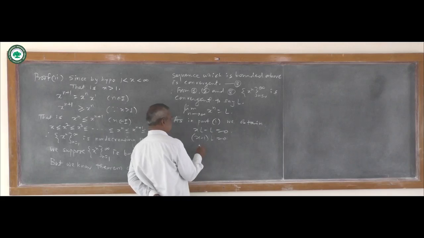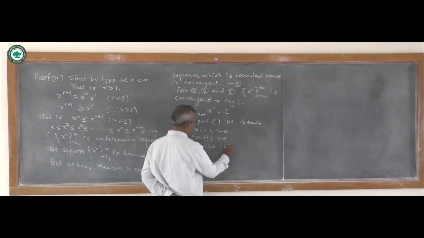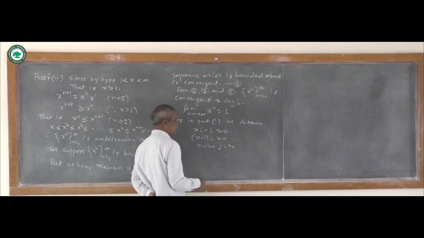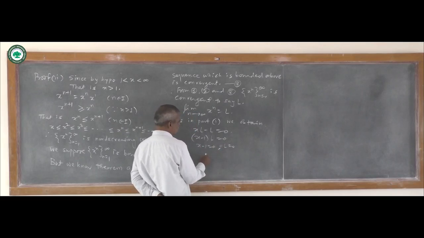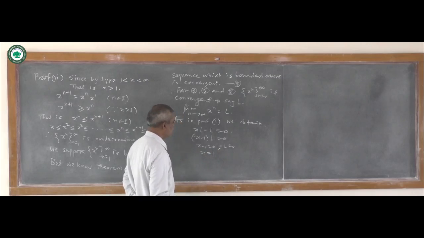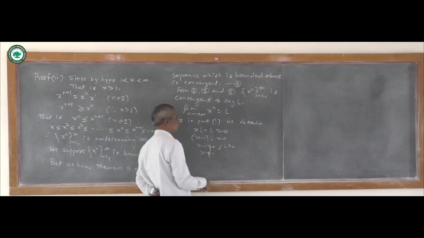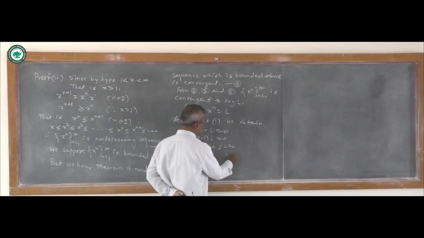Here x minus 1 is equal to 0 or L is equal to 0. x is equal to 1 gives L is equal to 0 as in case first. Since x is strictly greater than 1, x minus 1 is not equal to 0, x is not equal to 1. Therefore L is equal to 0.